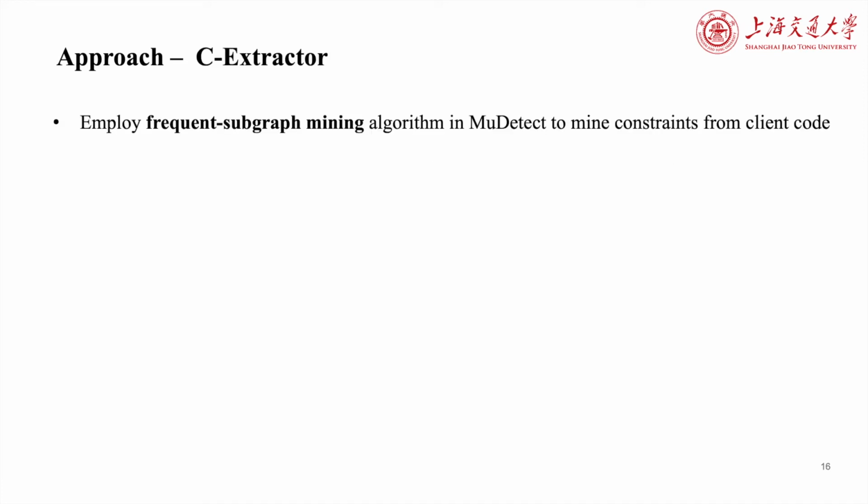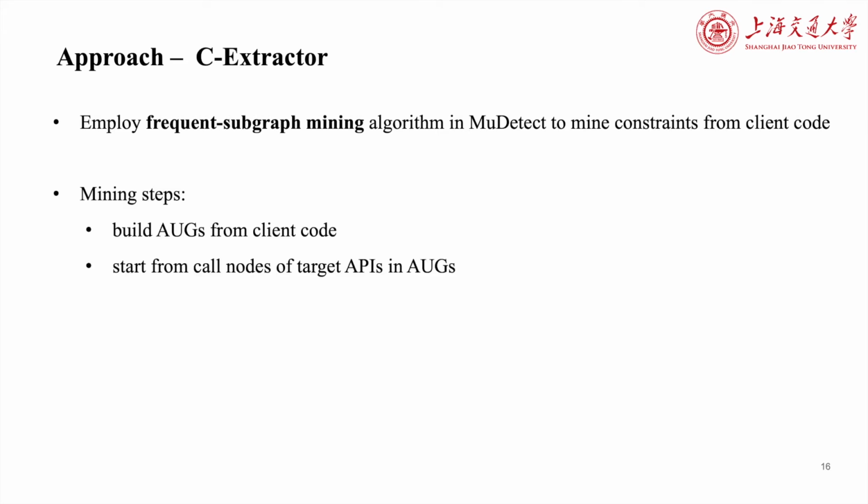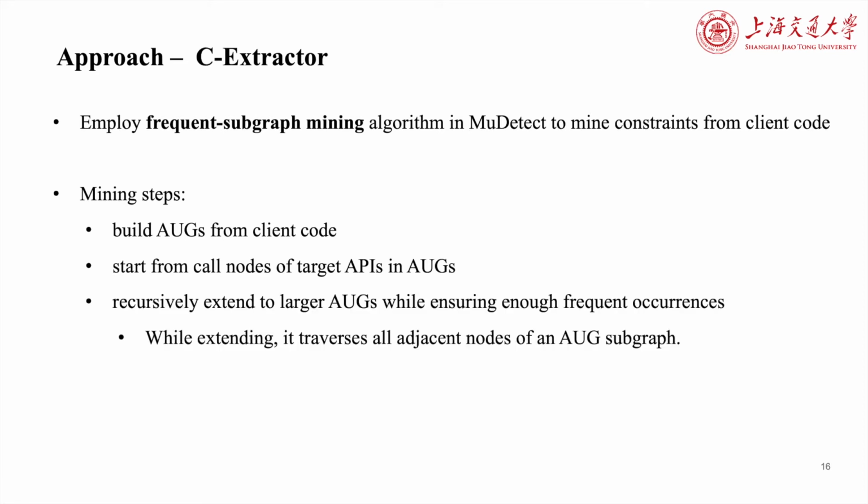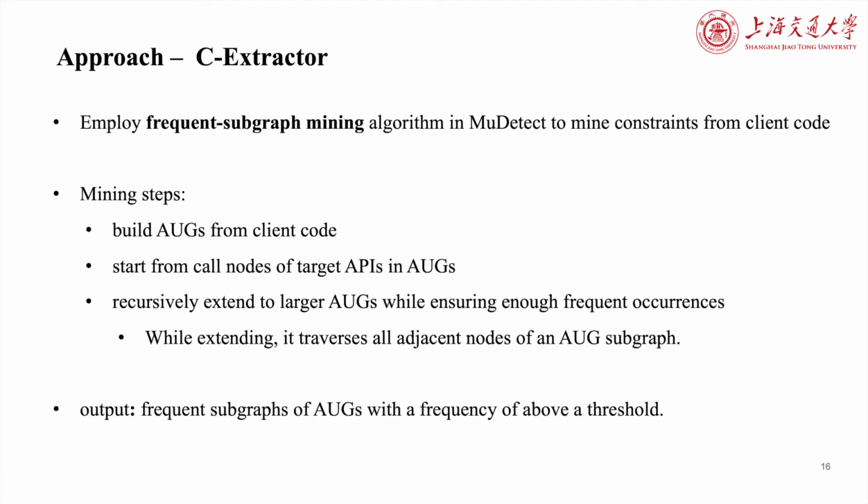In the C extractor component, we employ the frequent subgraph mining algorithm in MUDetect to mine constraints from client code. The key idea is that the frequency of an API usage implies the certainty of its correctness. After building AUGs from client code, we start from call nodes of target APIs and AUGs, and then recursively extend to larger AUGs while ensuring enough frequent occurrences. Finally, it outputs frequent subgraphs as constraints from client code.